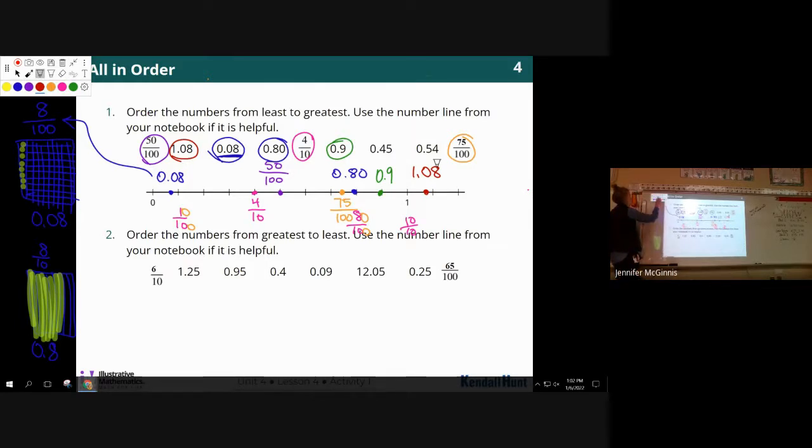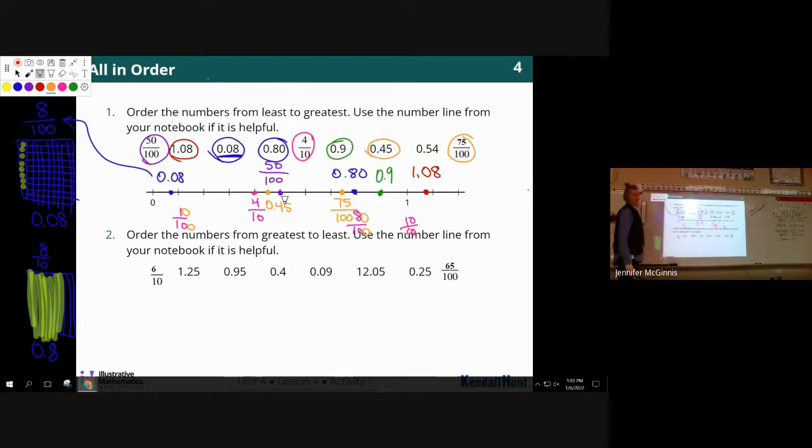4,500ths. What do you want? It would be halfway in between the 50 hundredths and the 4 hundredths. Very good. Good job.